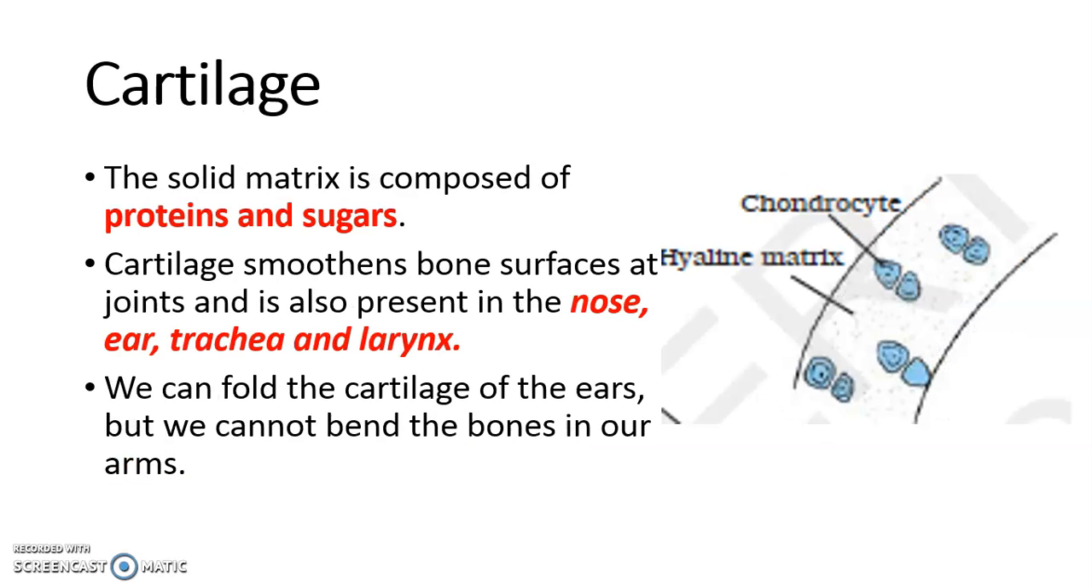Now there are certain tissues which are not very solid but flexible. These are called cartilage. The solid matrix is composed of protein and sugars, and cartilage smoothens the bone surface at joints, and is also present in the nose, in the ear, trachea and the pharynx. We can fold the cartilage of the ear, but we cannot bend the bones in our arms.